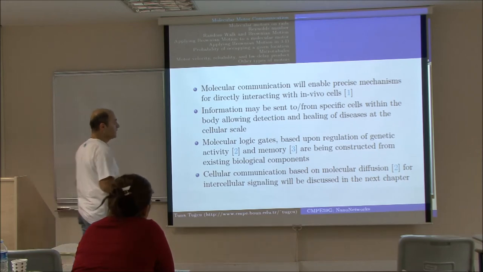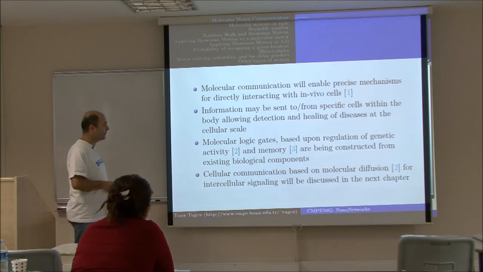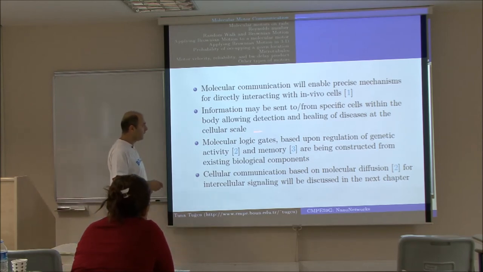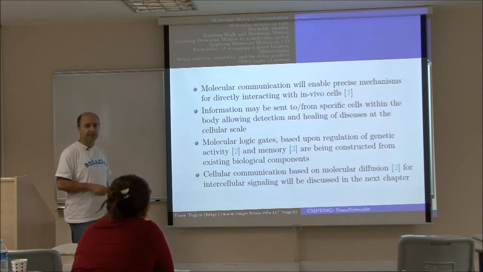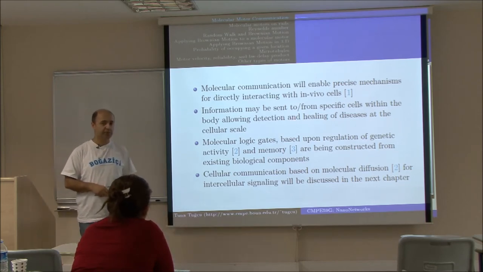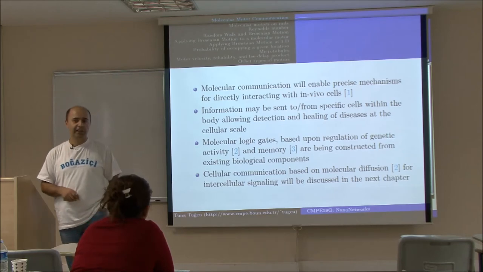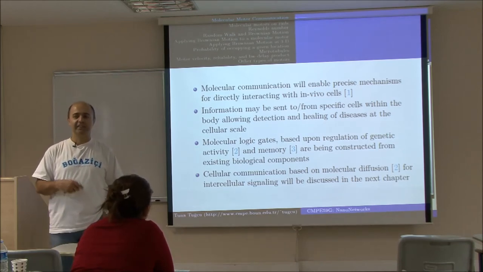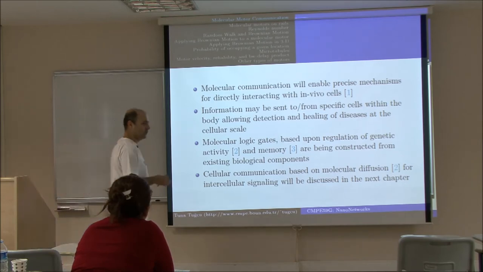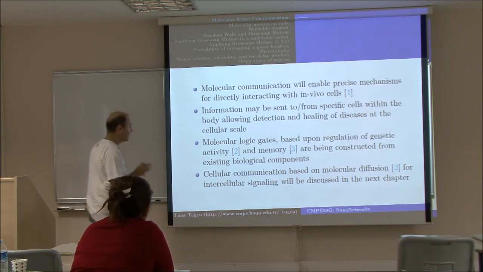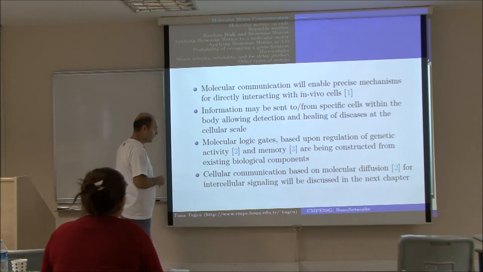The information can be sent or received from these specific cells within the body by allowing detection and healing of the diseases. Sometimes healing of the diseases may mean killing some of the cells, like the cancer cells. Okay? But once again, in this course, we're not trying to solve the problem of cancer, but we're trying to look at the communication perspective of it.